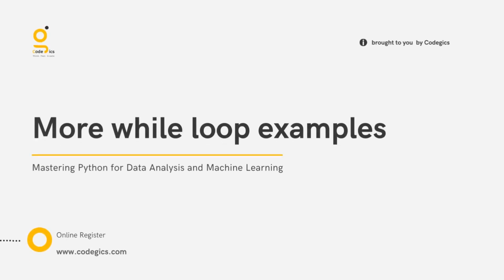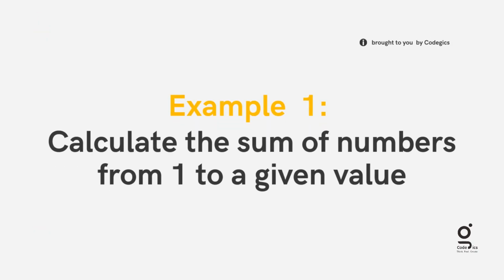Welcome back. In the previous video, we covered the basics of while loops, including their syntax and behavior. Now let's take a look at some examples to further illustrate their usefulness. First, let's see how we can use a while loop to calculate the sum of numbers from 1 to a given value. Here's the code.